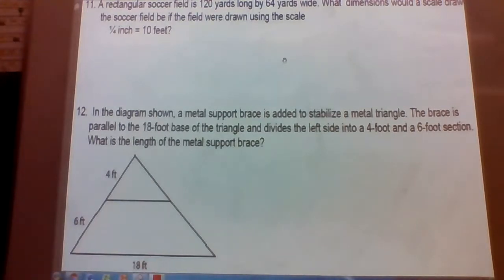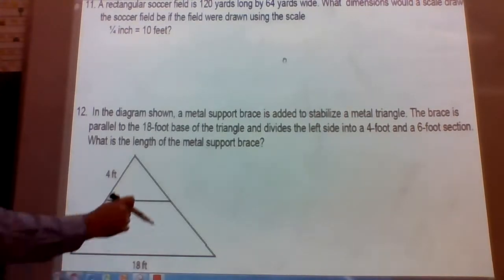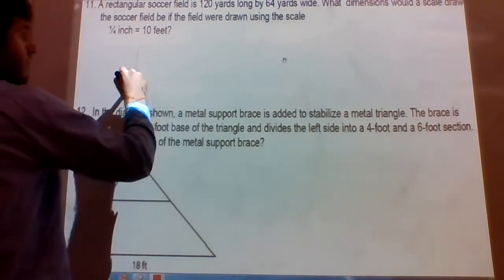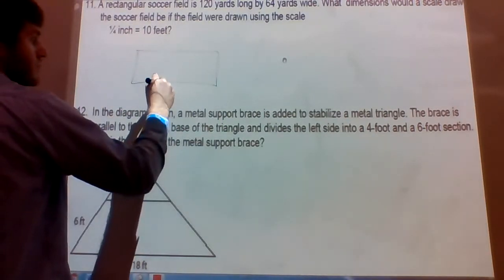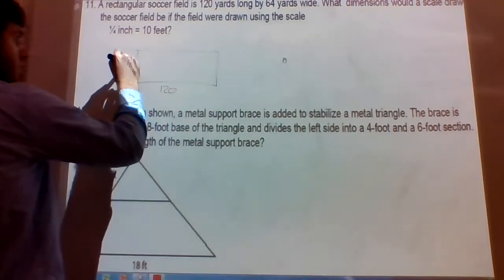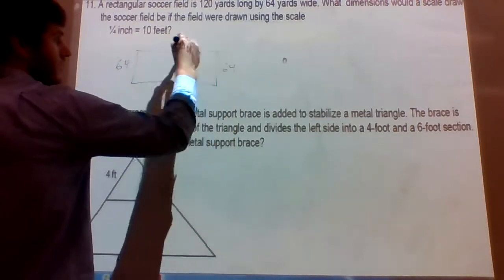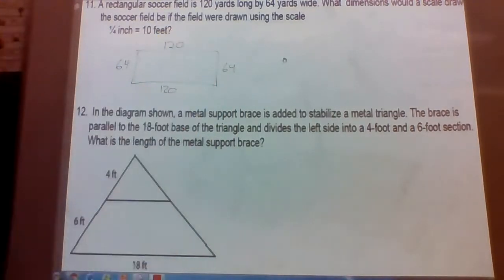Okay. So a rectangular soccer field is 120 yards long by 64 yards wide. So here is a soccer field. It's a rectangle, 120 yards long by 64. What dimensions would a scale drawing of the soccer field be? So these are yards.